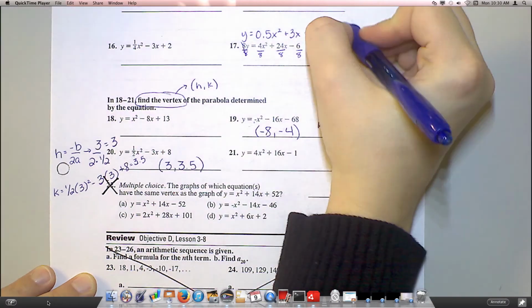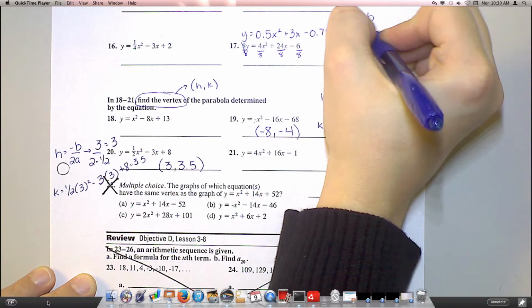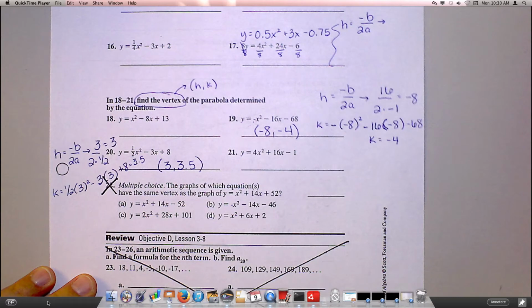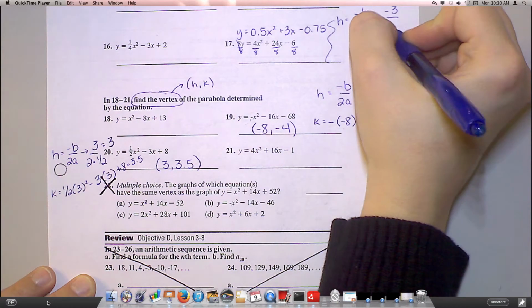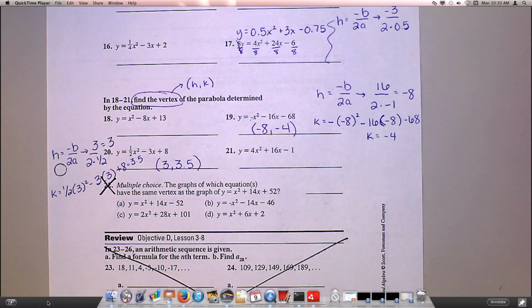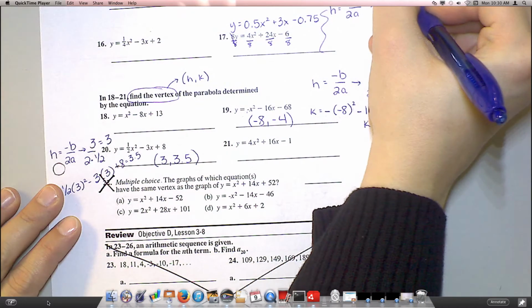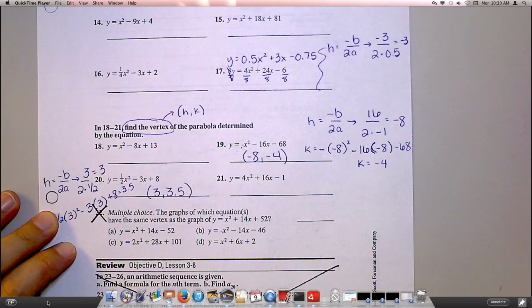So let's find our h value. Negative b over 2a. So what am I going to write? Negative 3 over 2 times 0.5. Well, what's 2 times 0.5 again? 1. 0.5 is a half, so 2 times a half is just 1. So this says negative 3 over 1, which means my h value is just negative 3.